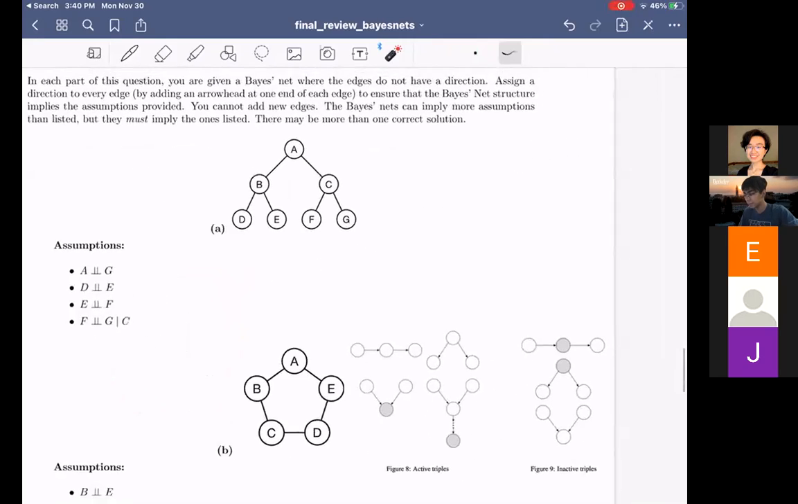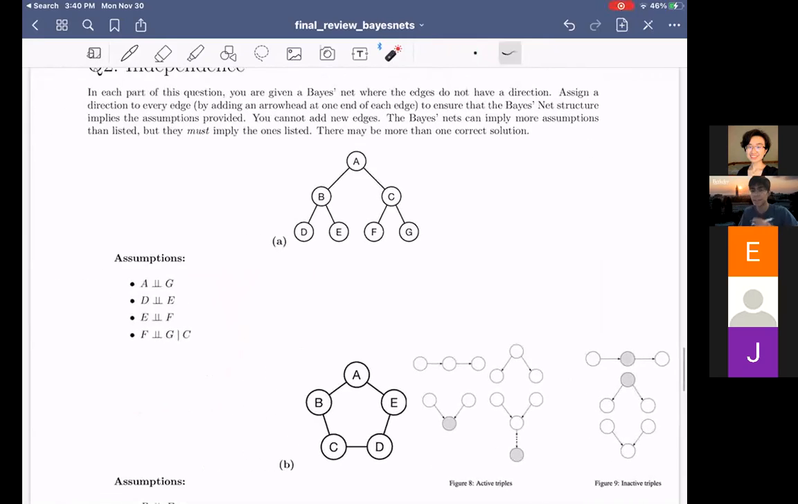So yeah, take a few minutes and try to reason about the first one. Once again, I've given you the active triples and inactive triples. This is something good to have pulled up during the exam. And once again, if you have questions as you go, put them in the chat or let me know.